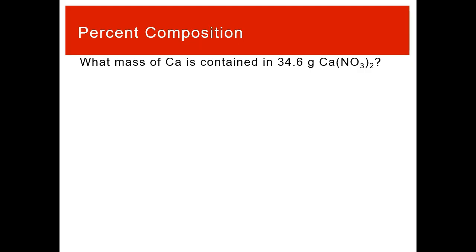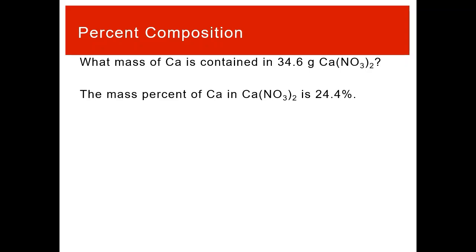So why do we care about percent composition? Well, what it really lets you relate is the mass of element to mass of compound. So for example, what mass of calcium is contained in 34.6 grams of calcium nitrate? We just computed the percent composition. We know that the mass percent of calcium inside there is 24.4%.